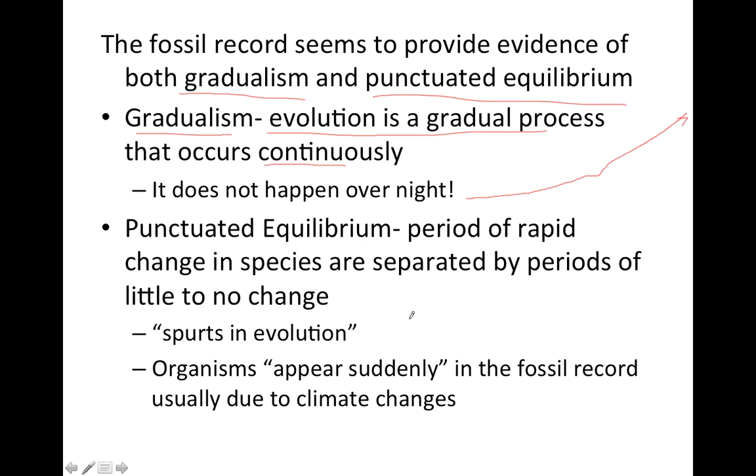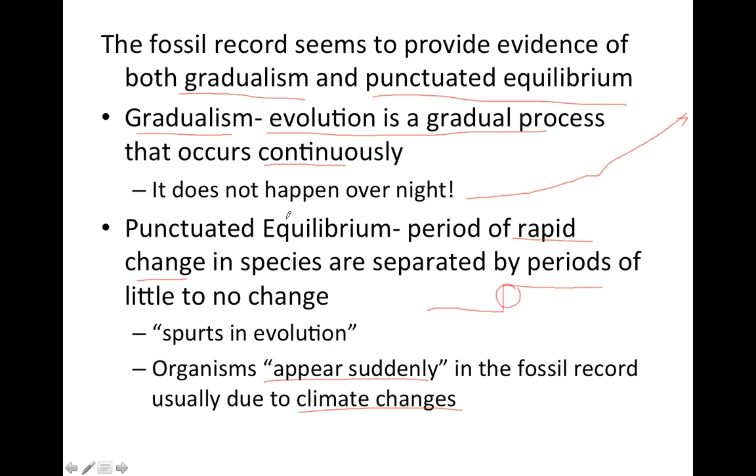Punctuated equilibrium is a period of rapid change in a species. So we've got a species that's living just like this, and then all of a sudden, bam, a change. It's saying there will be no change, and then overnight there is a rapid change, or spurts in evolution, when organisms just suddenly appear in the fossil record. This happens usually due to climate changes.